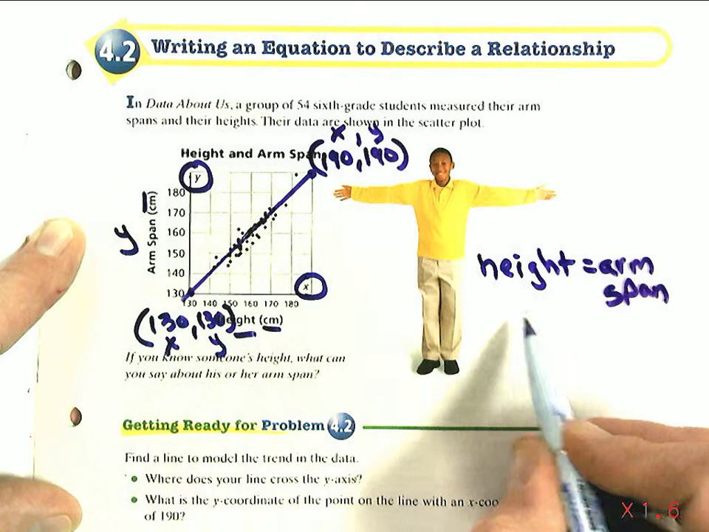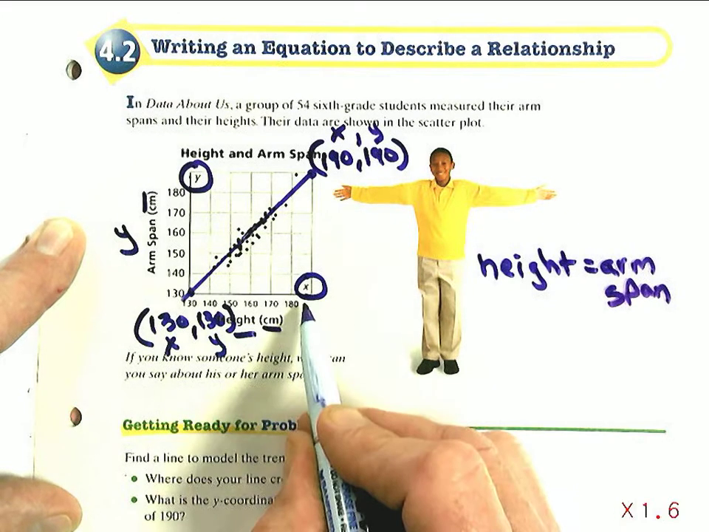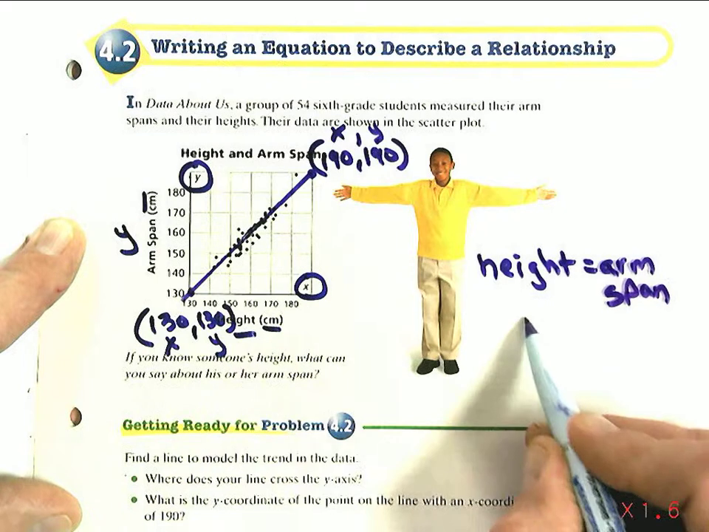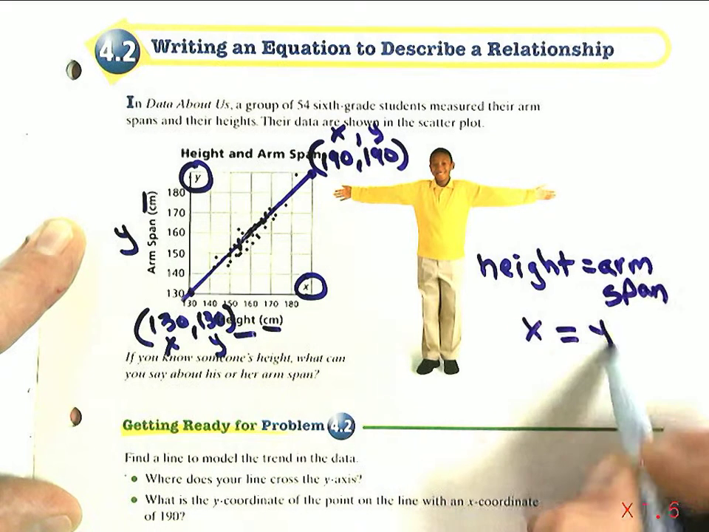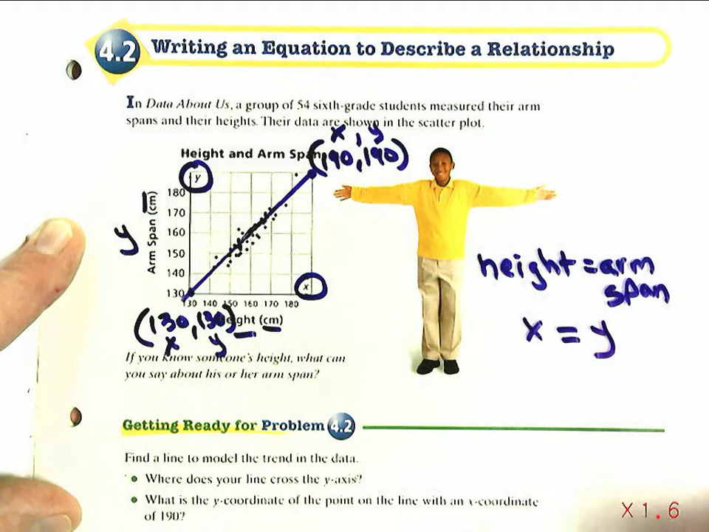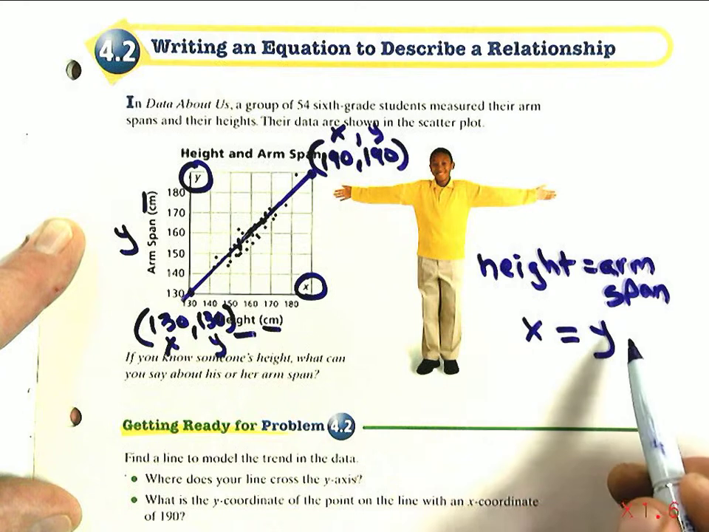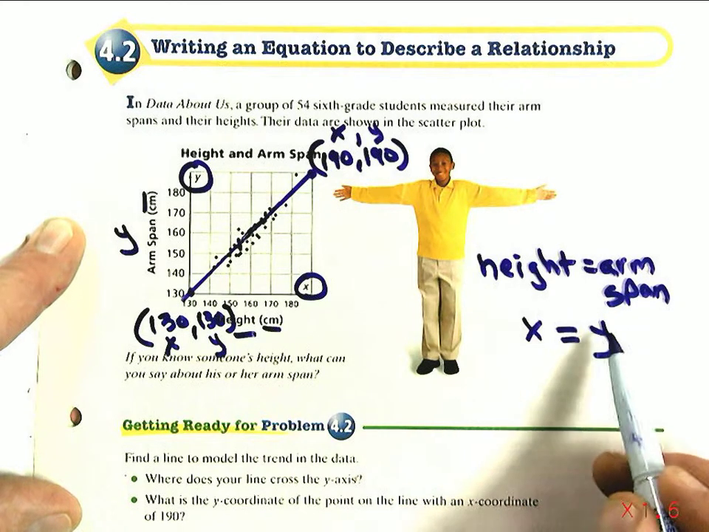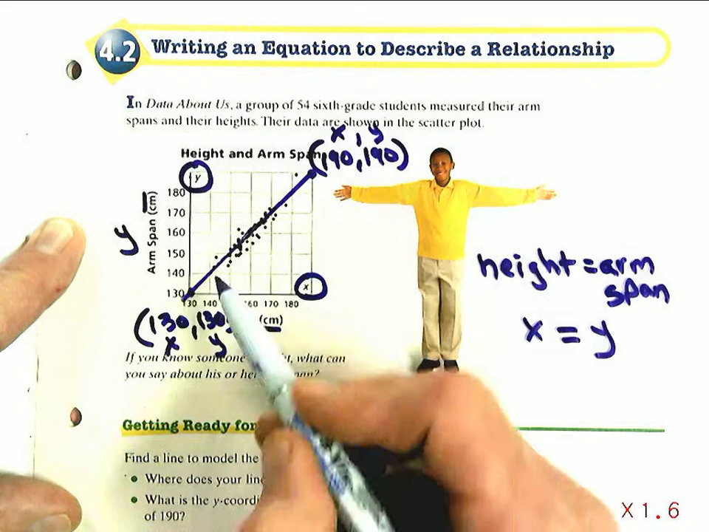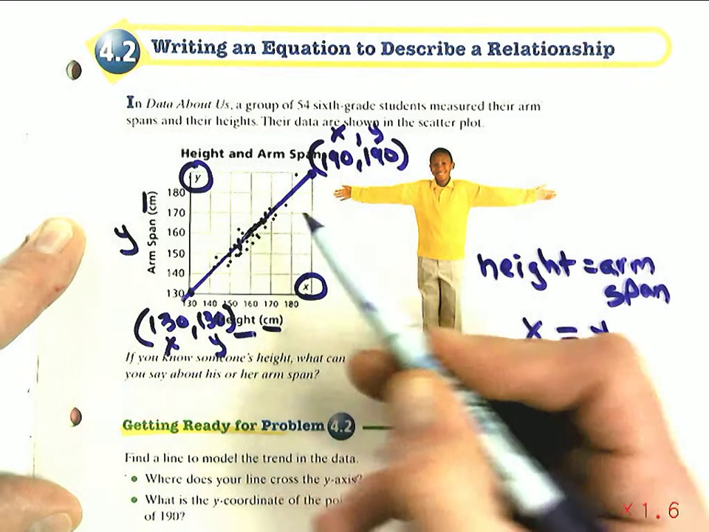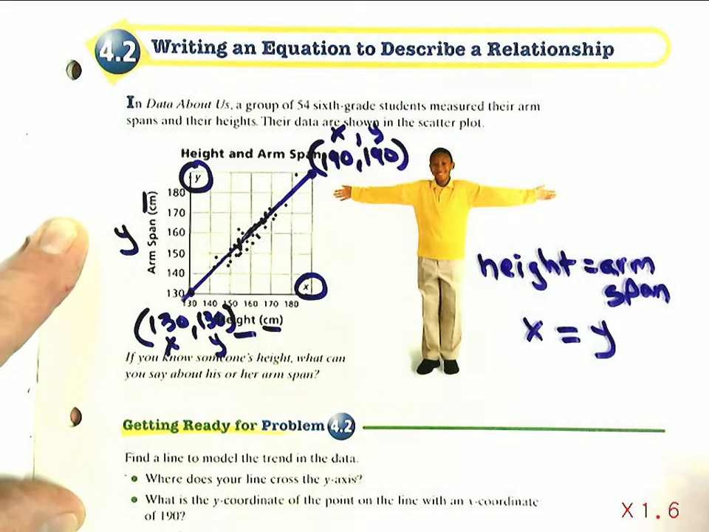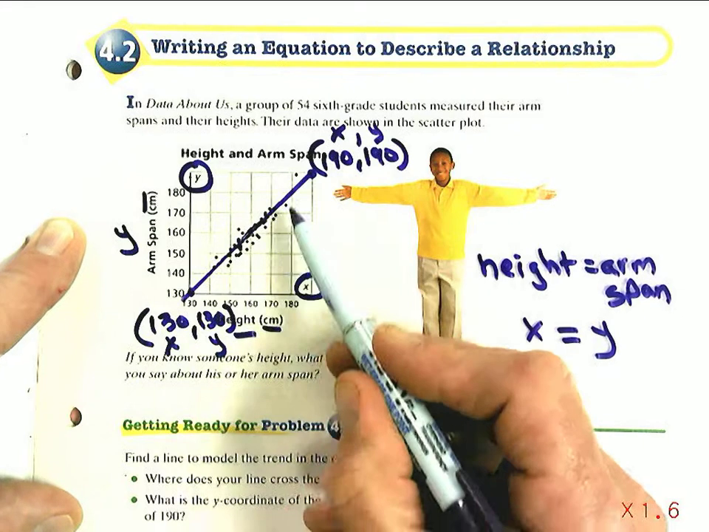Or we could put this in algebra terms and say that your height x is equal to y, or y is equal to x. Sometimes we would say that. That's an equation. You equate one thing to another. Your height is equated to your arm span. Those two things are approximately equal. You can see it's not exact, but we can generally predict. If you know one, you know approximately the other.